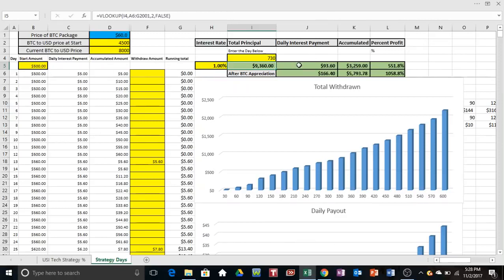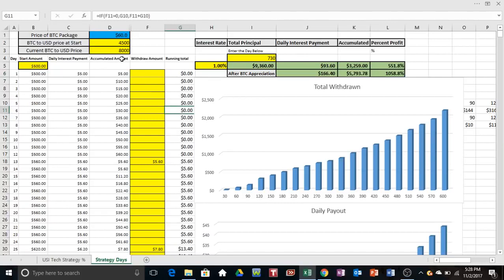And then let's see, after 730, put that in there, you see that okay, starting with $500, after 730 working days, I would have accumulated $3,259. That's not accounting for the Bitcoin price appreciation, but if I do have the Bitcoin price appreciation, now I've turned $500 into $5,793. That's pretty darn good.